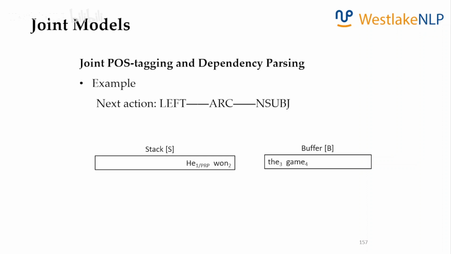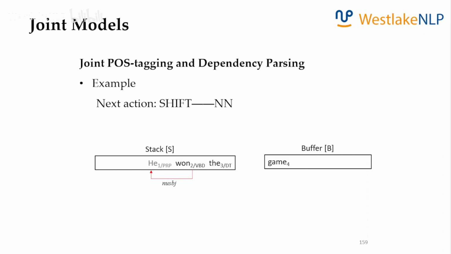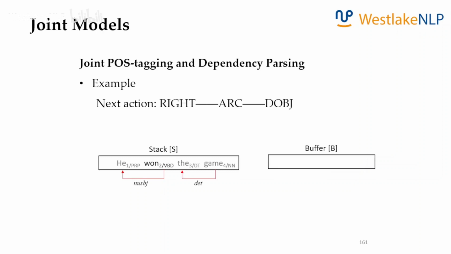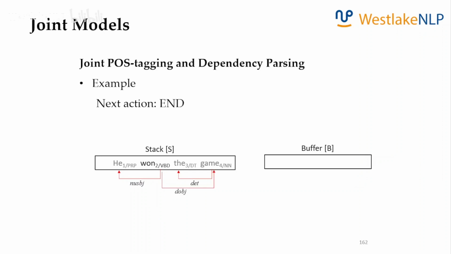And then you do a left arc subject action to make he the subject of 1. And then you shift DT to make the a determiner. And then you shift NN to make game a noun. And then you do a left arc DET to make the depend on game. And then you do a right arc DObj to make game depend on 1. And then you finish parsing.